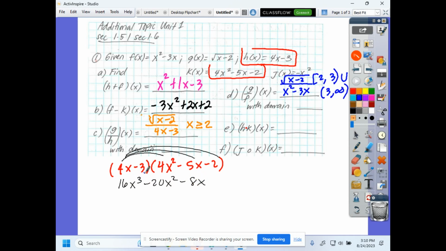Now you do the next term. Multiply to all of them there. Negative 3 times 4x squared is negative 12x squared. Positive 15x. And positive 6 here. So we have 16x cubed minus 32x squared plus 7x plus 6.